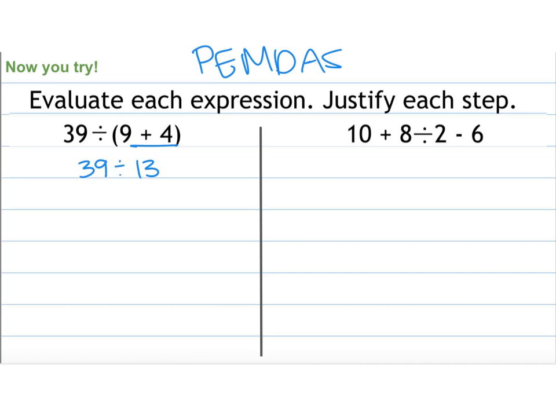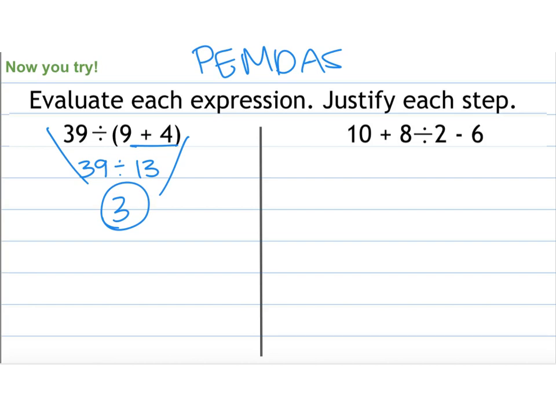Next would be my division. So 39 divided by 13. Well, 13, 26, 39, that's 3. So my final answer is 3. Again, working down to get to my final answer.